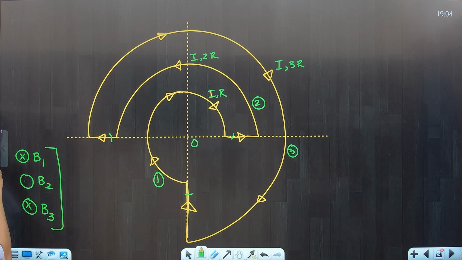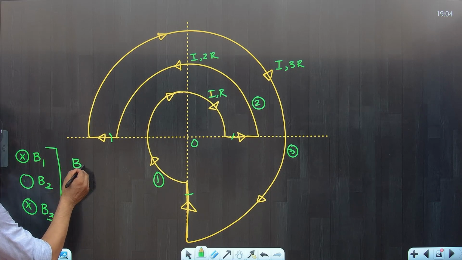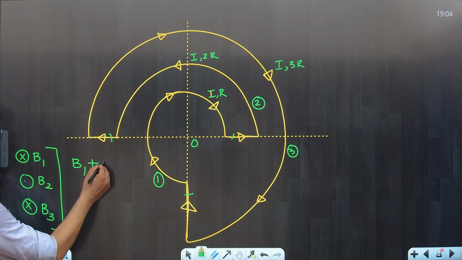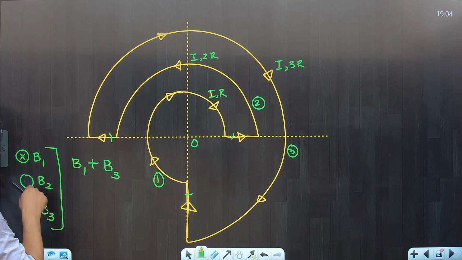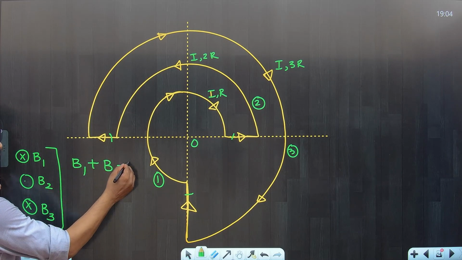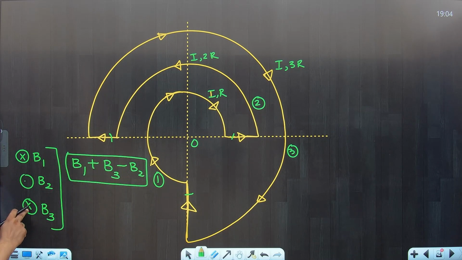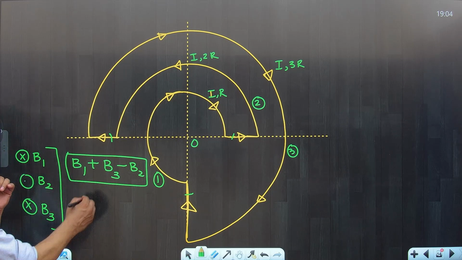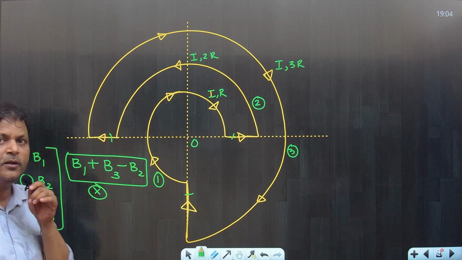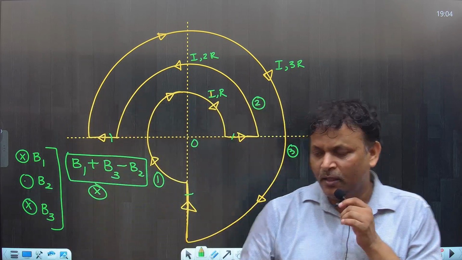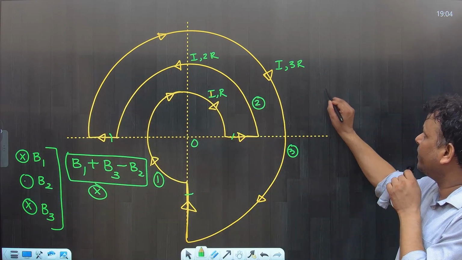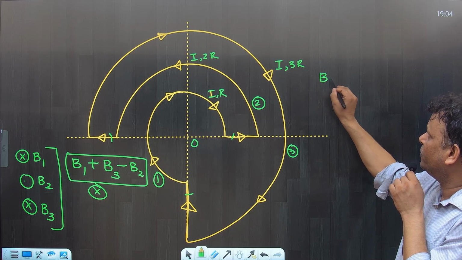So your answer should be: B1 and B3 are into the paper, minus B2. So your answer will be B1 plus B3 minus B2, because B1 and B3 both are into the paper and B2 is out of the paper. So your answer should be this much, into the paper. Now let us find the magnitude of B1, B2 and B3.